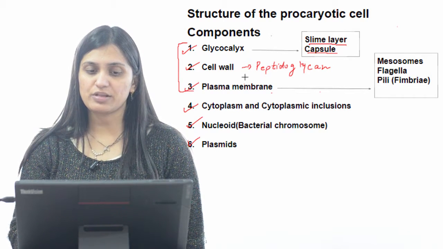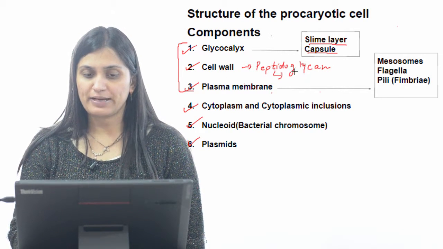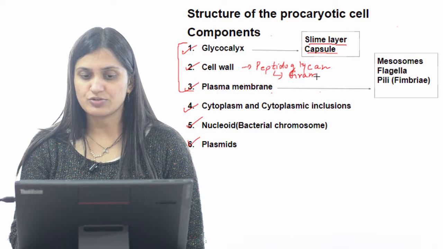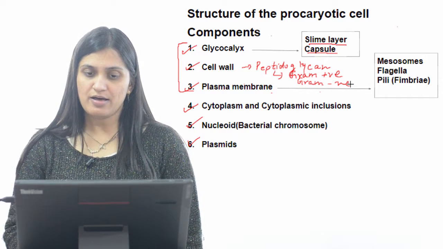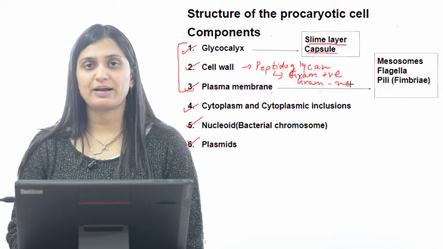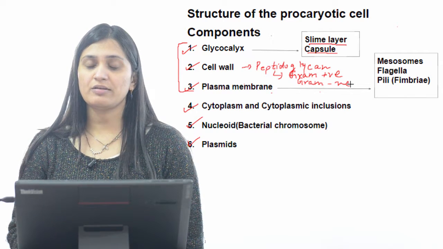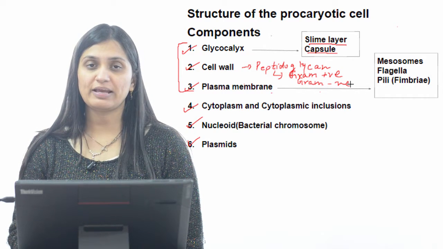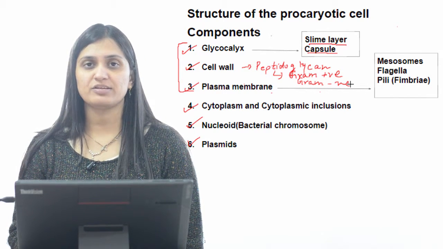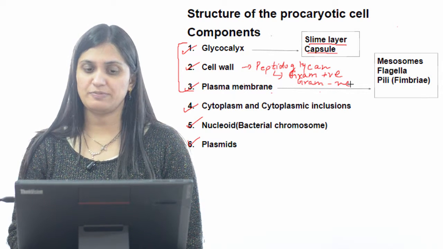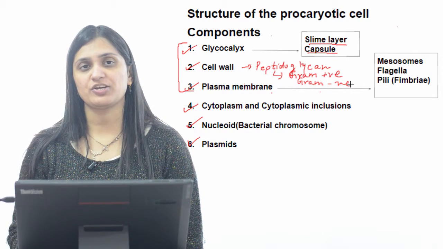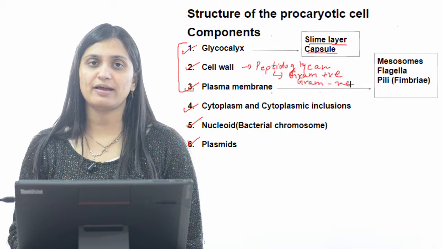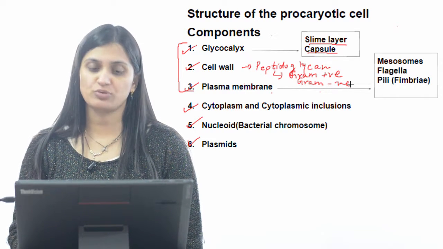Now, based on this peptidoglycan layer, the bacteria can be classified into gram-positive bacteria and gram-negative bacteria. In gram-positive bacteria, there are multiple layers of peptidoglycan, and in gram-negative bacteria, there is only a single layer of peptidoglycan. Now, the cell wall provides protection to the cell and also provides a particular shape to the cell.